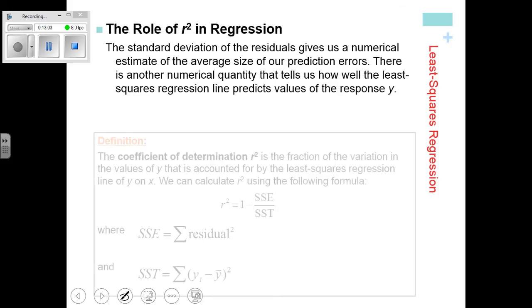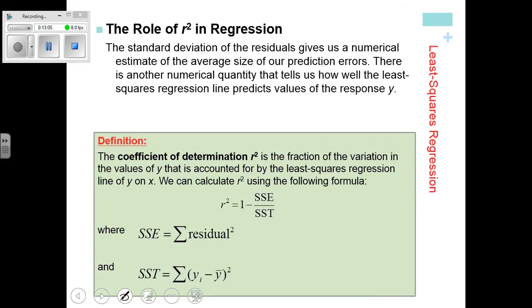Okay, so here's a good example of where r squared comes from exactly. The coefficient of determination, remember what that's called. r is the correlation coefficient. r squared is the coefficient of determination. It is the fraction of the variation in the values of y that is accounted for by the least squared regression line of y on x.